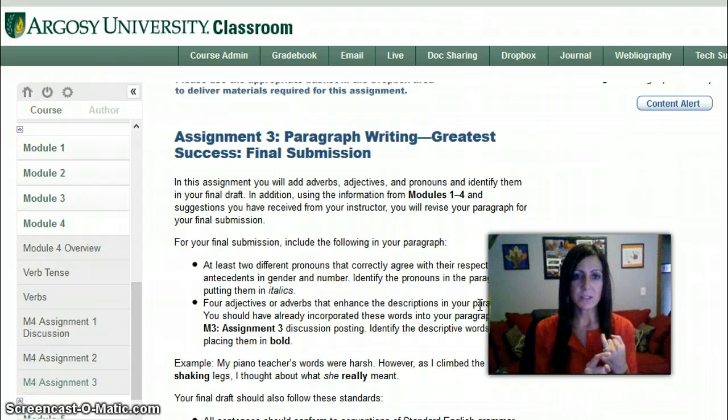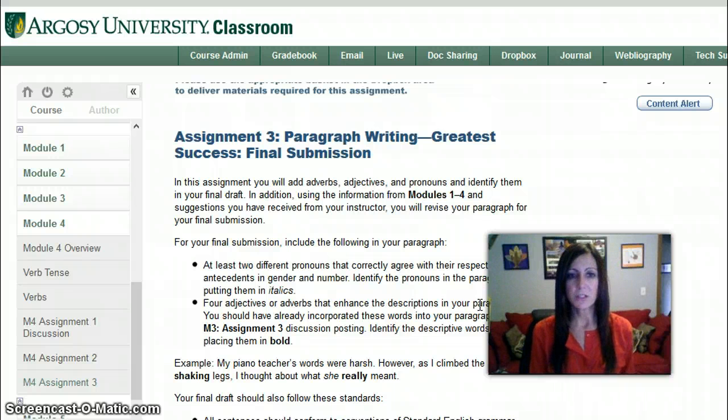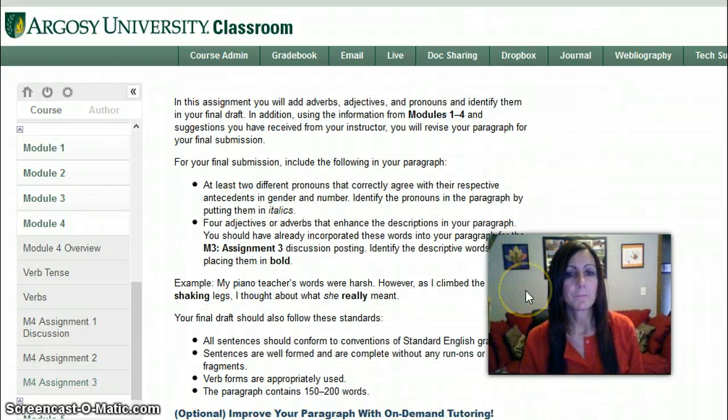You're going to include at least 2 different pronouns that correctly agree with their respective antecedents in gender and number. Identify the pronouns in the paragraph by putting them in italics. Okay, that's the I in your Word program out there. And then you'll identify 4 adjectives or adverbs that enhance the descriptions in your paragraph. You've received a lot of feedback on your part of speech identification, both in discussion and in your actual grade book, so make sure to take a peek at the feedback that I've supplied to you regarding those issues and apply them.